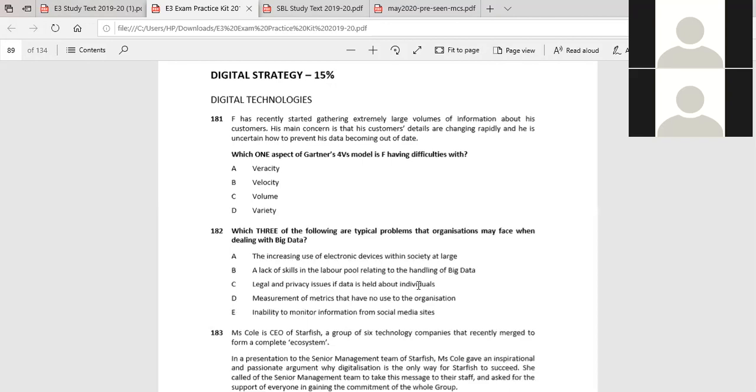So the question here is, F has recently started gathering extremely large volumes of information about his customers. His main concern is that his customers' details are changing rapidly and he is uncertain how to prevent his data becoming out of date. So what is the concept here? The speed with which it is rapidly changing, the speed aspect of it is discussed here. So when we are talking about the speed aspect, then what should we do? We should go with that. It is changing rapidly. So the speed aspect is velocity.